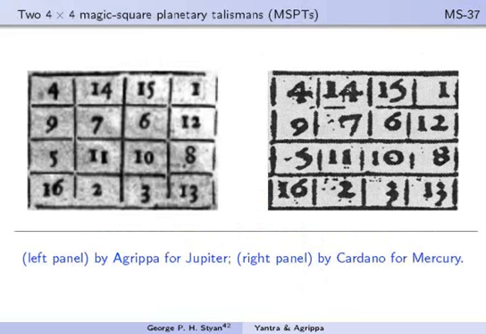Now let's look at the 4 by 4 Agrippa-Cardano matrices. We're now doing the doubly even MSPTs. This was Agrippa's choice for Jupiter, Cardano's choice for Mercury. The 8 by 8 is the only other doubly even one. Agrippa chose it for Mercury and Cardano for Jupiter.